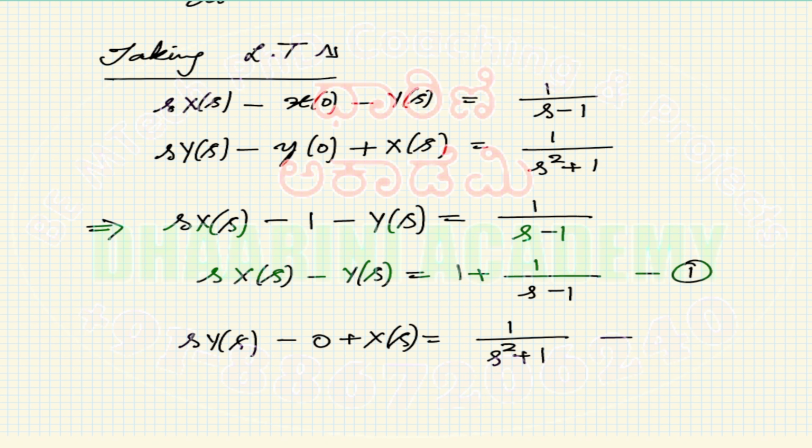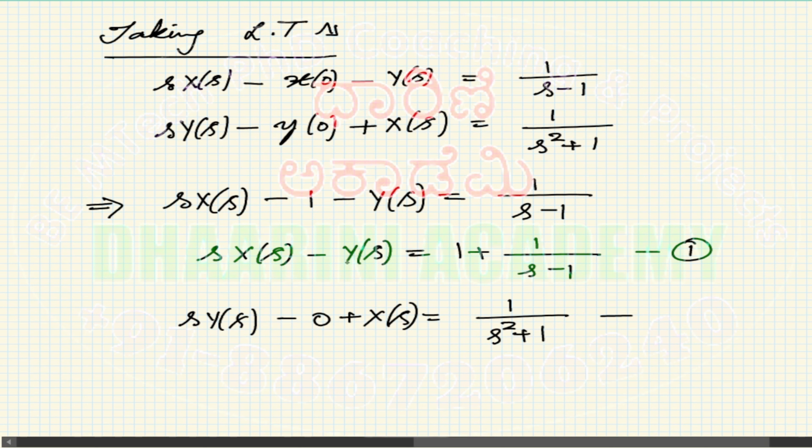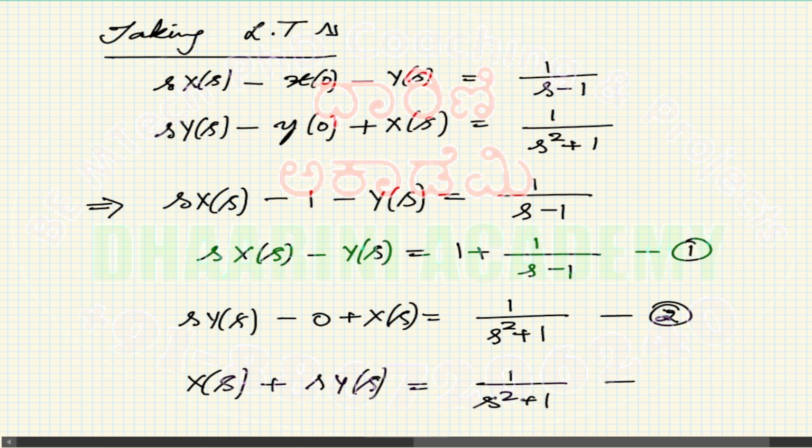So in order to make the equations equal, right, what can we do now? There is a y of s with the opposite sign in the previous one, so I'll slightly modify this. So equation number 2, anyway, I'll modify: x of s plus s into y of s equals 1 over s square plus 1. So this is equation 2 itself.